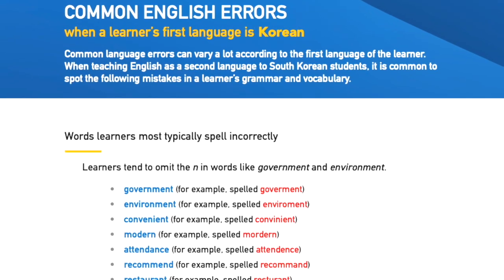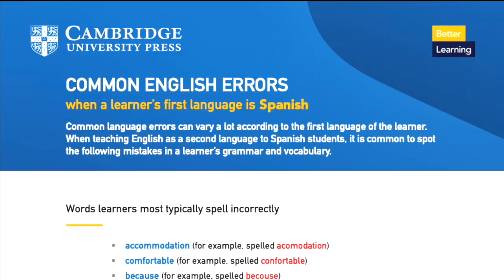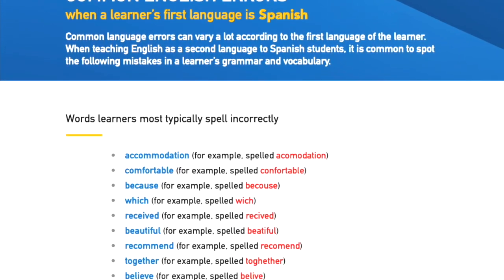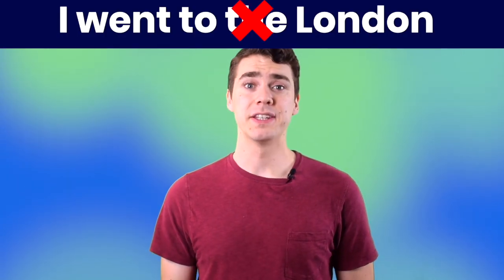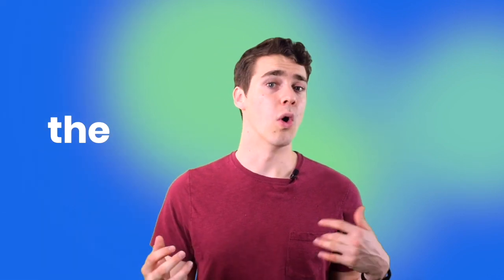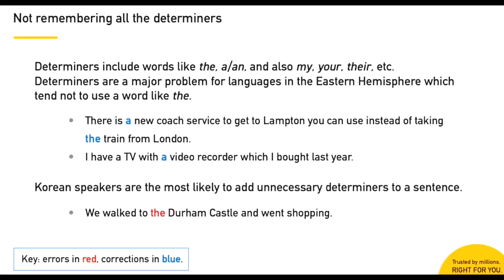Explanations of these errors are provided in Cambridge's Common Error cards, along with examples of errors made by learners from other countries. I went to the London. In the first sentence, I went to the London, the has been added unnecessarily because in Korean they don't have definite or indefinite articles like the or a, which leads to some confusion as to when to use them in English. This type of error is illustrated in the Cambridge Common Error cards, where there are examples of missing definite and indefinite articles and an unnecessary definite article in this sentence.